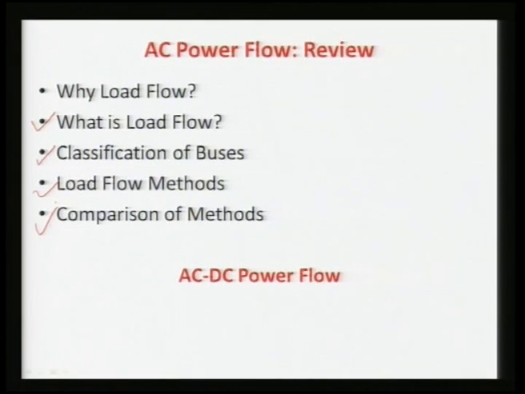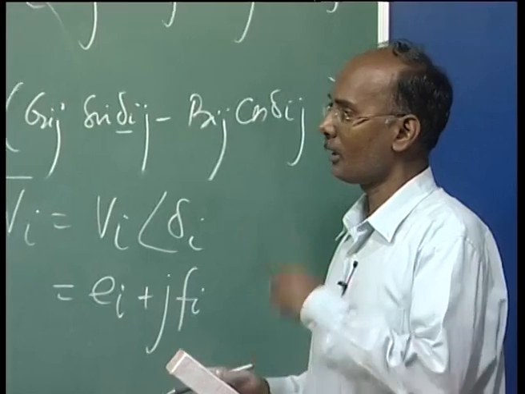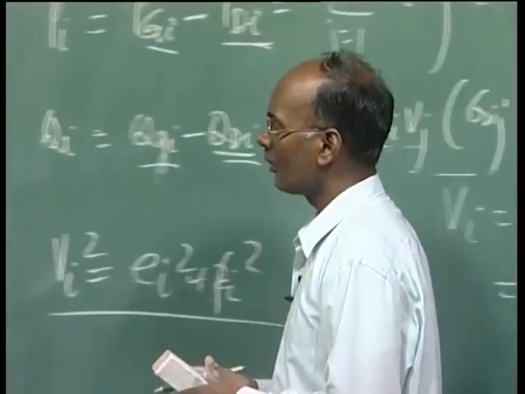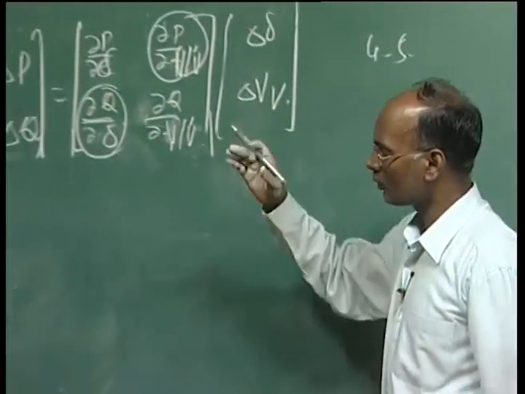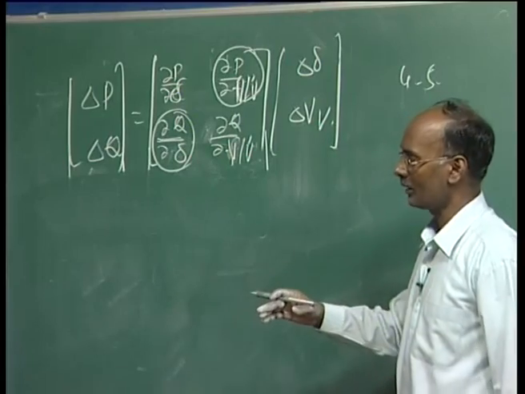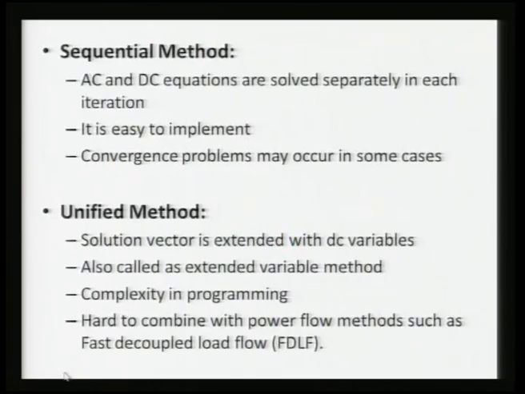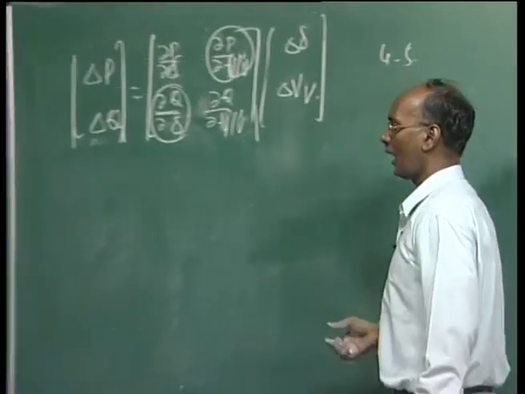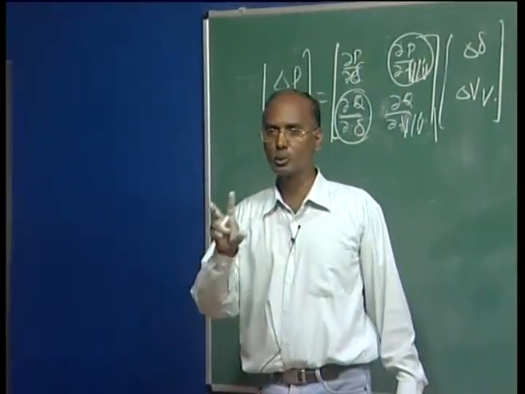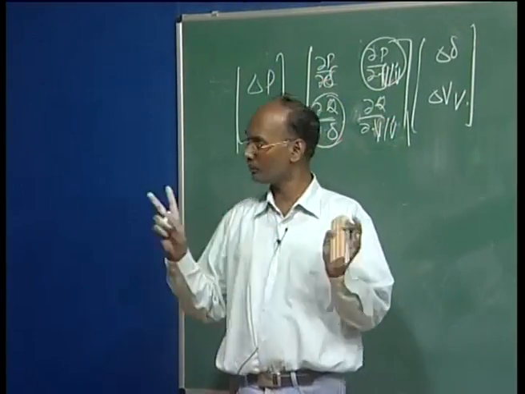Now, I think we have to go for another one, that is the DC. Now, looking at this, we have to now go for the various DC power flow methods. There are basically three types of DC power flow methods that can be categorized. Here one is called your sequential method, another is called your unified method. The two methods are widely known.